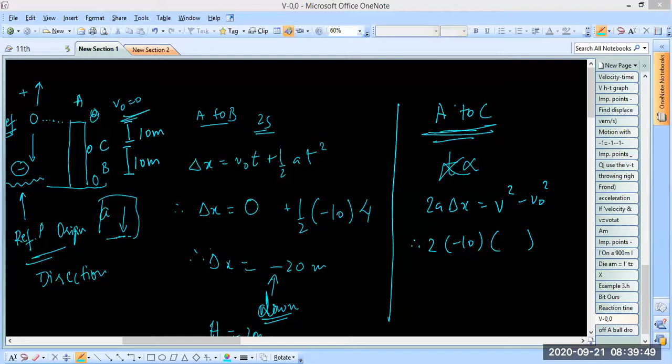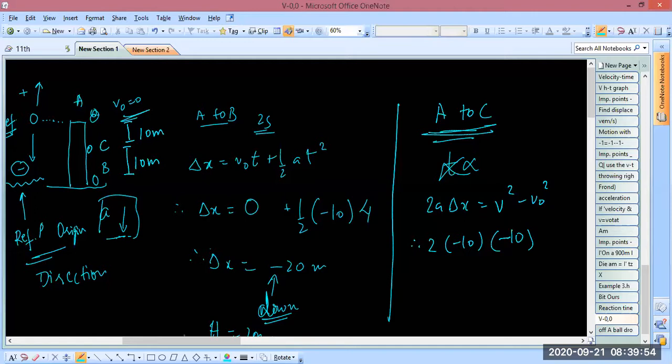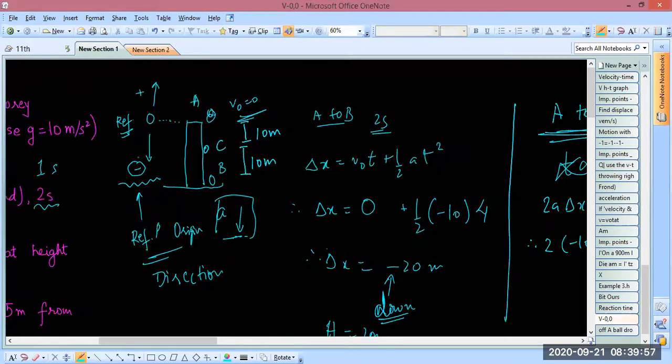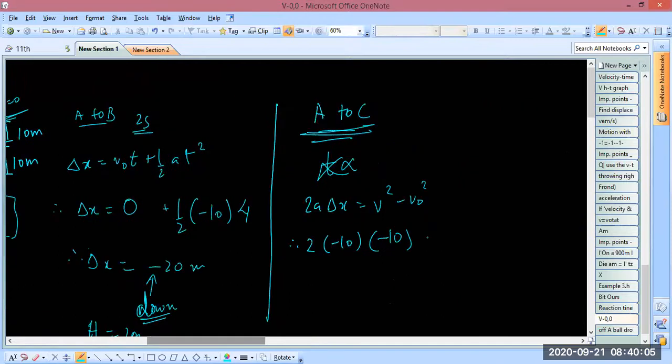Minus 10 is the correct value. Okay, people, 10 is not correct. Minus 10 is correct. Look at the diagram. Downwards is considered negative. So A to C, the ball comes down. So this is equal to final velocity at C, which we don't know, minus initial velocity at A, and that is 0, right? I'm writing this so that it is very clear to everyone what is initial and what is final.